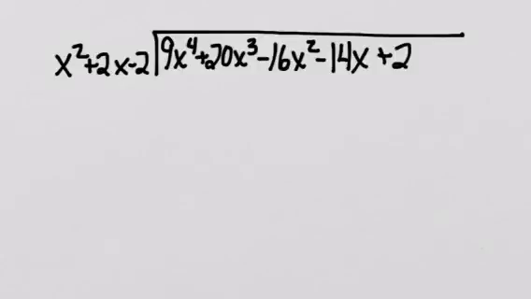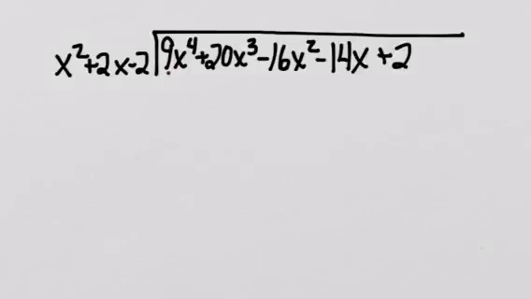Here is a polynomial long division problem similar to the one you asked me about. Notice that I put it in descending order: 9x to the fourth plus 20x to the third minus 16x squared minus 14x plus 2. Even though the problem wasn't originally given to me in this order, you always want to put your terms in descending order. Next thing you're going to do is look just at the front terms.